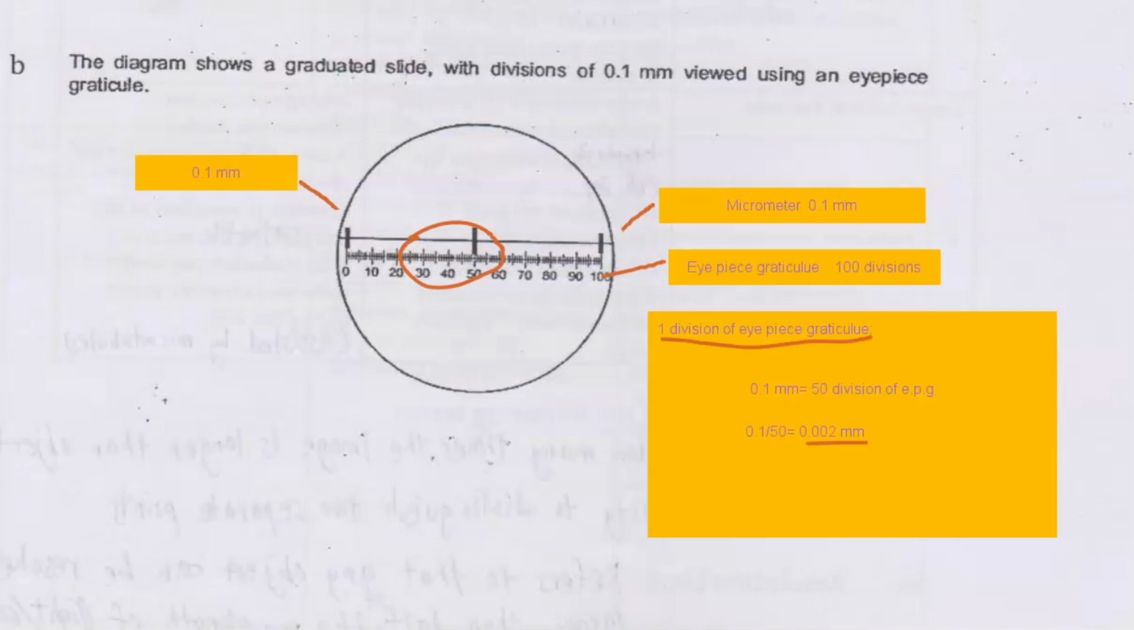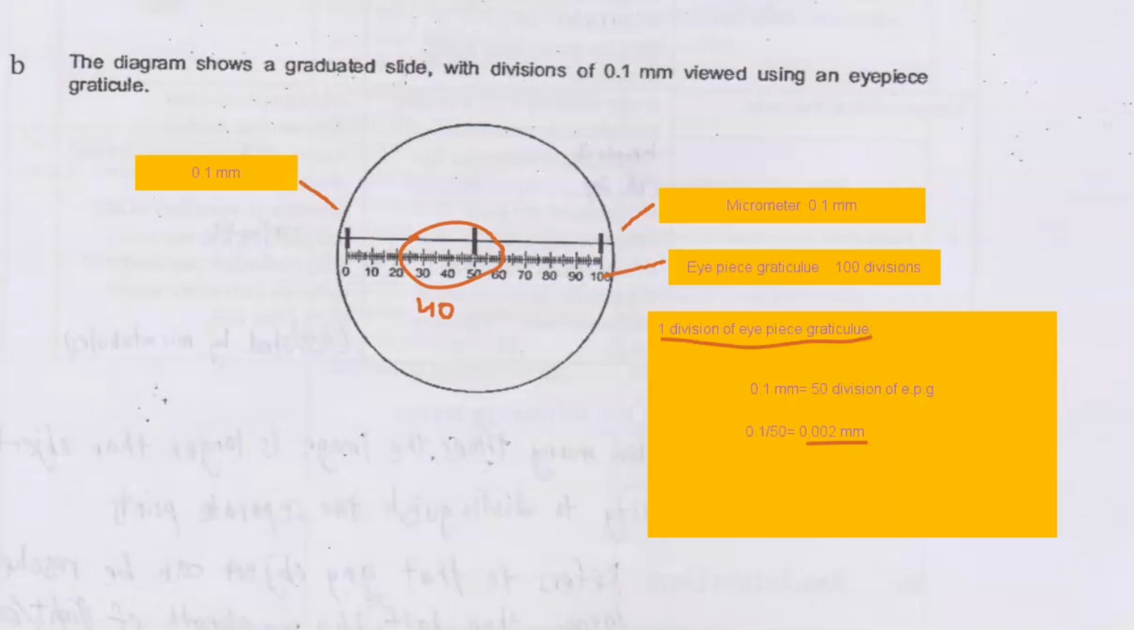So what are the total divisions here? It starts from 21 and ends at 61. Plus or minus 1 can be error. So it is altogether 40 divisions of the eyepiece graticule, from 21 to 60.